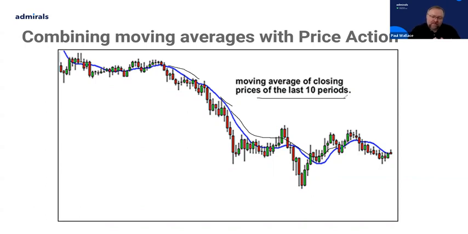And not unsurprisingly, the bigger the number, whether you've got 10 or 50 or 200 or 600, I've seen people using 800 period moving averages, the more data that goes in, the slower that moving average turns, the slower it moves. Whereas the lower the number, the closer you'll find the moving average is to the actual price. And that can be a blessing and a curse.